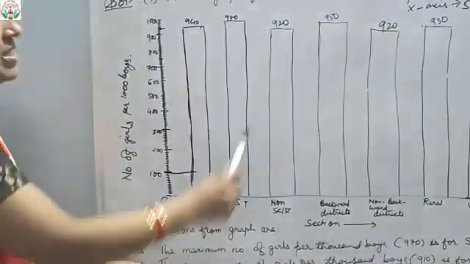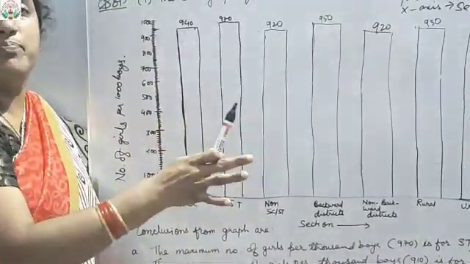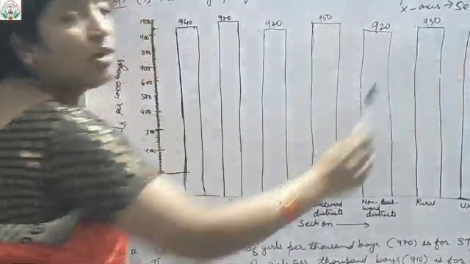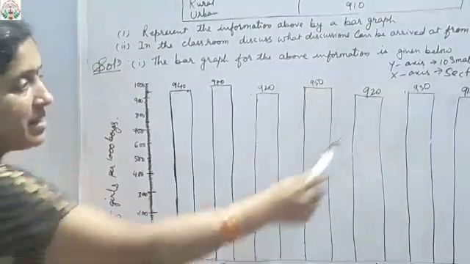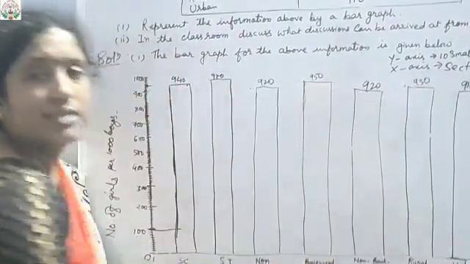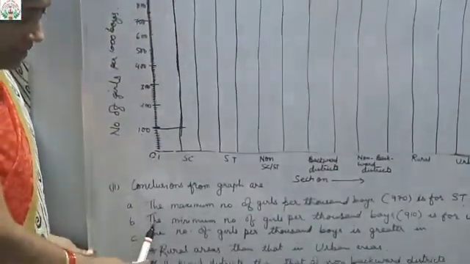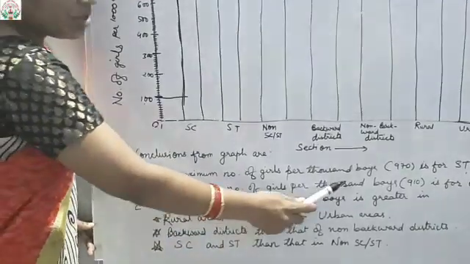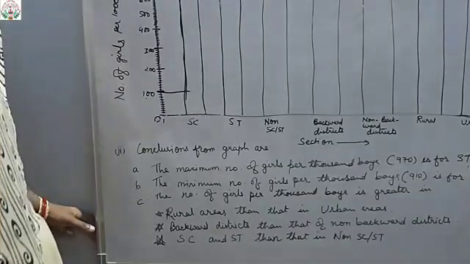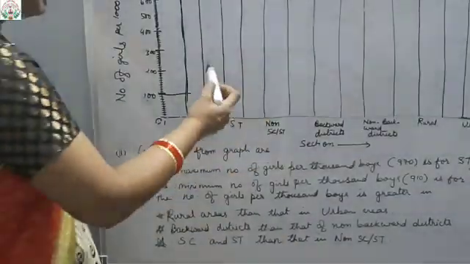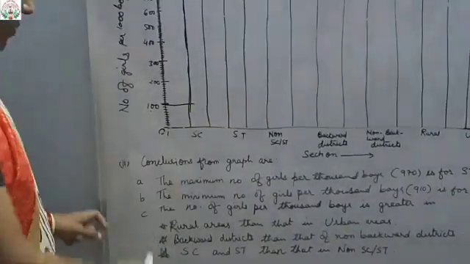Okay. And in which category are the minimum girls per 1,000 boys? You can see 910. So 910 means which category is it? Urban. So you can write: the minimum number of girls per 1,000 boys, that is 910, is for the urban section. Okay. Now maximum and minimum we have seen.